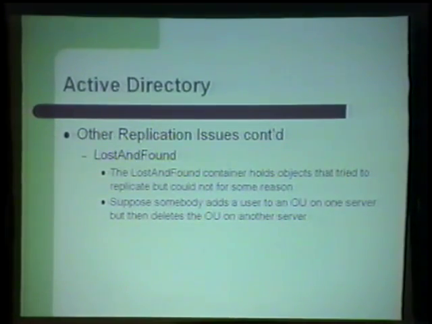There's something called the lost and found container. Lost and found happens when replication tries to update an attribute, and for some reason it can't update it. A good example of this would be if you try to add a user to an organizational unit, but from another domain you actually deleted the organizational unit. You're going to have this replication floating around that it doesn't know how to handle, so it drops into lost and found. Lost and found is actually a container that you need to go in and clean out.